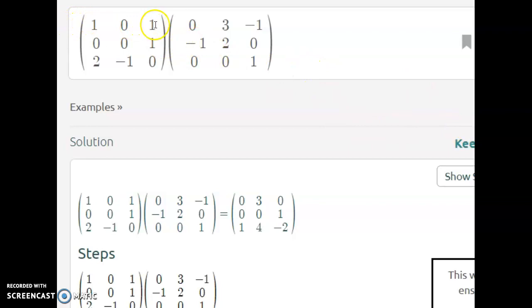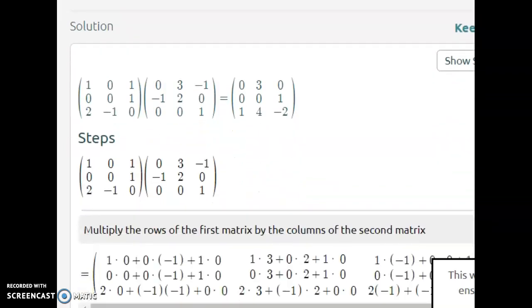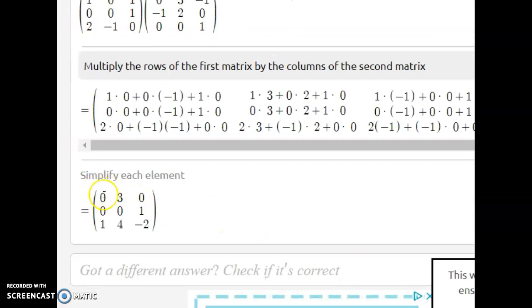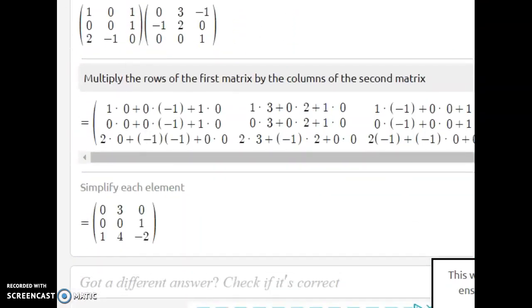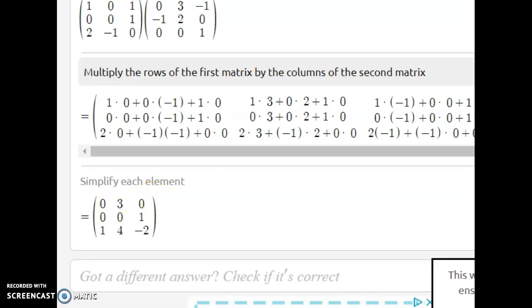So first row times first column, and notice all these zeros here. 1 times 0, 0 times -1, 1 times 0. Add it all, still 0. That's why in the solution here, in the first element right here, you get a 0. Okay, first row times second column. There's a 1 times 3, 0 times 2, and 1 times 0. So it's just the 1 times 3 that survives. Hence, the answer is 3.